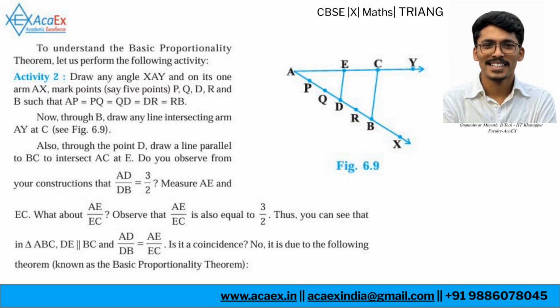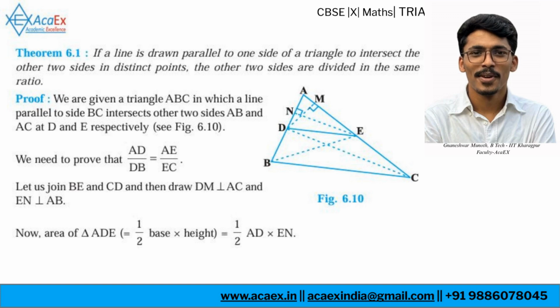Activity for basic proportionality theorem. This slide describes an activity to demonstrate the theorem. By drawing a line DE parallel to the side BC of a triangle ABC, it is observed that the ratio of AD to DB is equal to the ratio of AE to EC. Proof of basic proportionality theorem. Theorem 6.1. If a line is drawn parallel to one side of a triangle to intersect the other two sides in distinct points, the other two sides are divided in the same ratio.